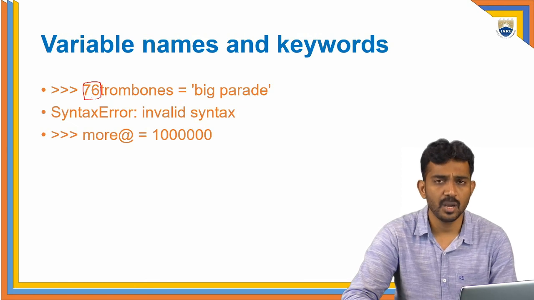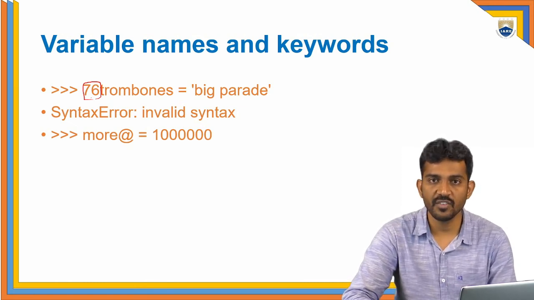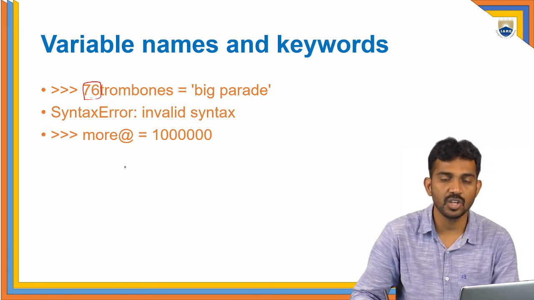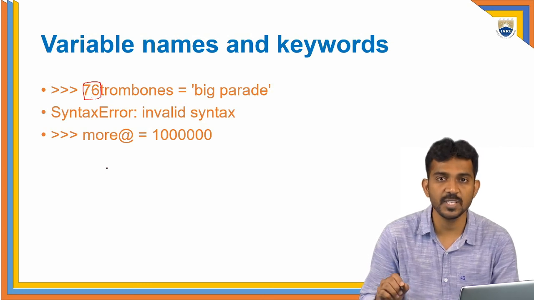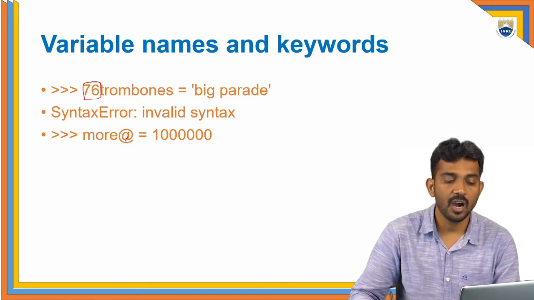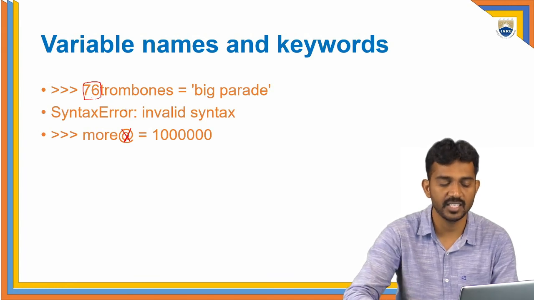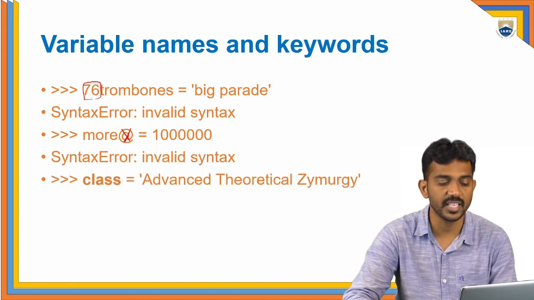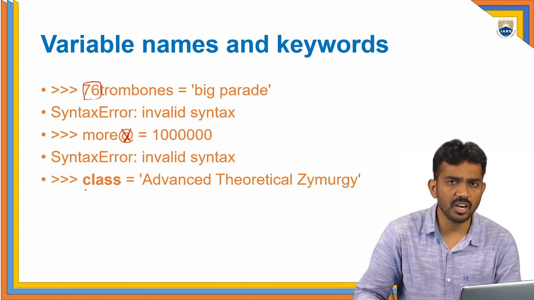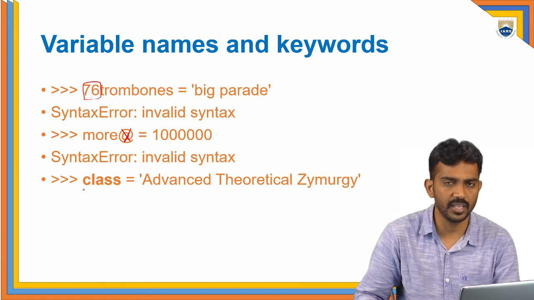So next, more at. Is this right as a variable? No. Why? As per the third rule, a variable doesn't contain any special symbols other than underscore. But it has the at symbol, right? The at symbol is not allowed. Next, class. It does not start with any number, as well as it is a valid variable. It is a valid variable.